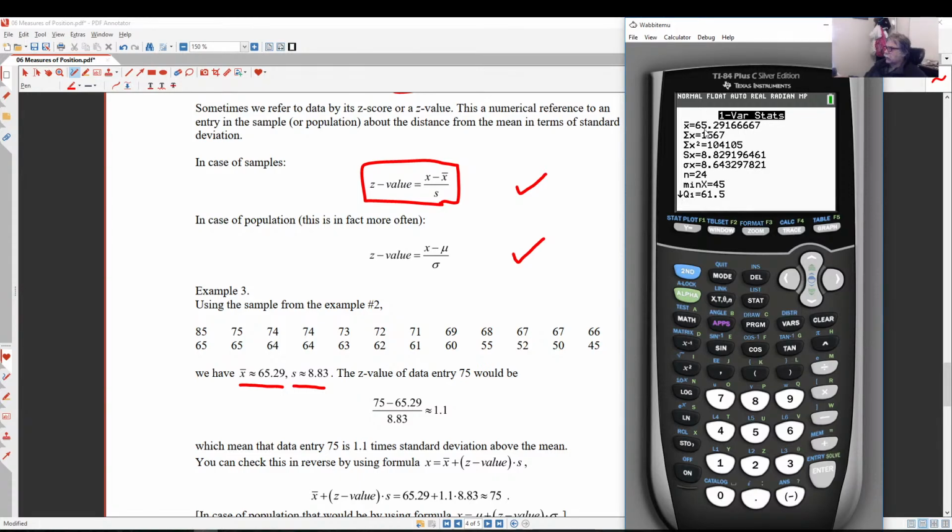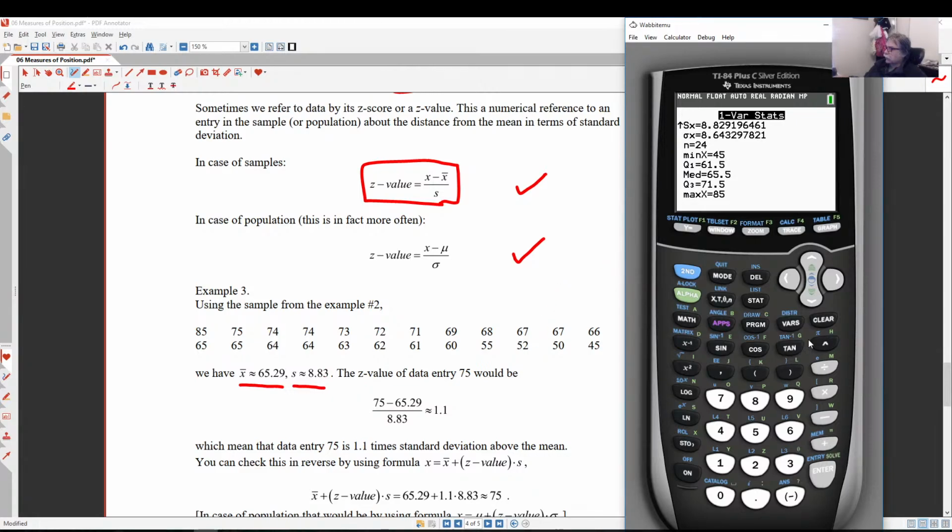The mean is 65.29, I used a two decimal approximation. The sum of x's and x squared that we use for the calculation of standard deviation is not needed. Here is the standard deviation, 8.83. Now, of course, there is a population standard deviation in case you have a population. The size of the sample is 24, the minimum is 45, then it gives you quartile 1, quartile 2 or median, quartile 3 and maximum. But I need the first one, which is here on the screen, 8.83. I'm approximating that, so that's the sample standard deviation.